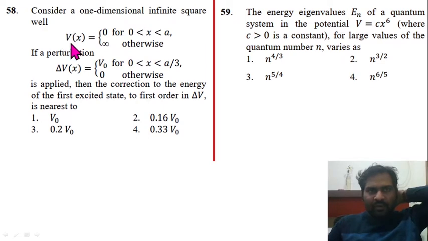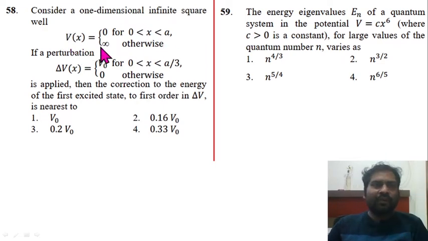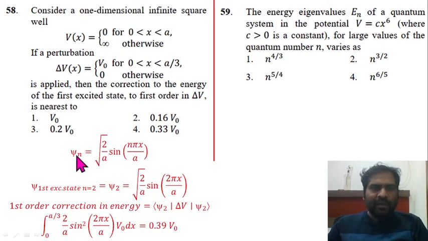Okay, for this one dimensional box, one lecture is also there, you can go and see on the channel. So for this particular one, just write your wave function. So psi n is equal to square root 2 by a, where a is the length of the box, sin n pi x by a. For first excited state, n is equal to 2. So by putting 2 here, your wave function will be this. First order correction in energy for first excited state equal to psi 2 del V psi 2. So after solving this, you will get the answer. So it is 0.39. So no option is there. So it is wrong, meaning this particular question was removed.